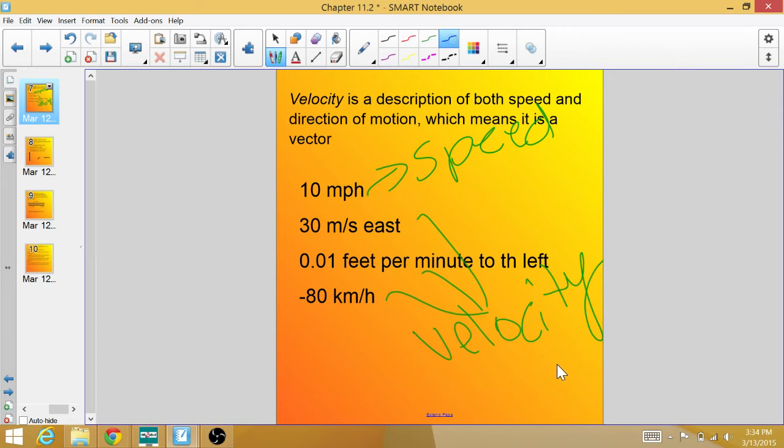In the 30 meters per second, we're traveling east. In this one, we're traveling to the left. And in this one, the negative will actually tell us the direction of travel as long as we establish a frame of reference first. If I say traveling up the road toward school is positive and down the road away from school is negative, we are indicating with this minus sign that I am moving at 80 kilometers per hour away from the school, down the road. So when we define velocity, often we talk about having a positive and negative velocity. And in order for that really to hold true, we need to make sure we establish our frame of reference first.